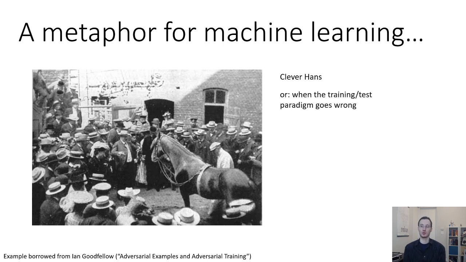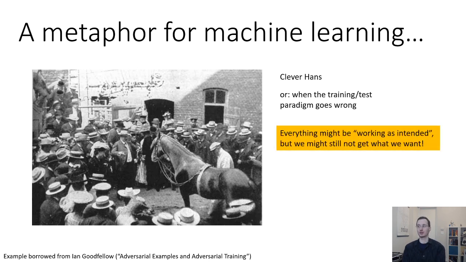This is a kind of morality tale of when the training test paradigm goes wrong. Despite the best intentions on everyone's part, despite the system actually working as intended, we still might not get what we want. We wanted a horse that can count. Instead, we've got a horse that gets really good at reading social cues. In the same way that we wanted a neural network that can classify huskies from wolves, and instead we got a neural network that's really good at looking at correlations in the background. At some level, the issue is that we simply asked the wrong question, and everybody answered that wrong question to the best of their ability.